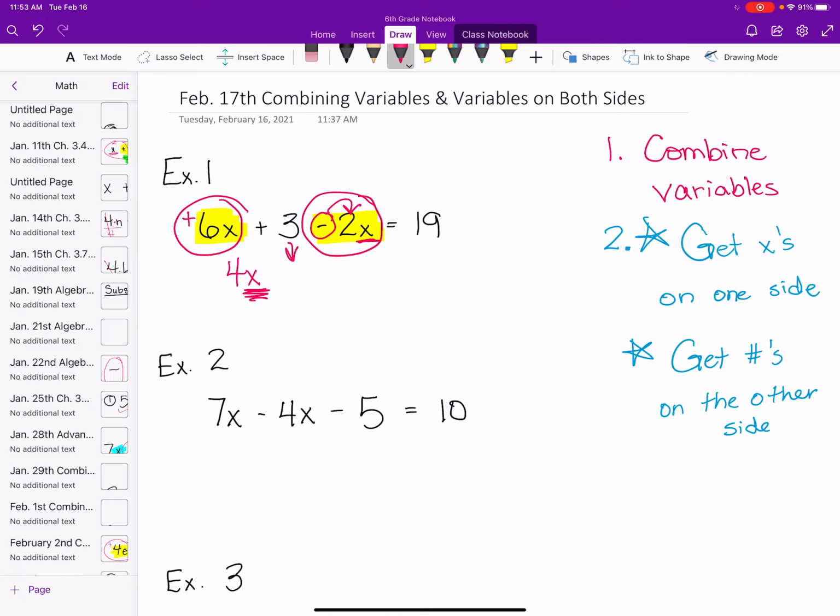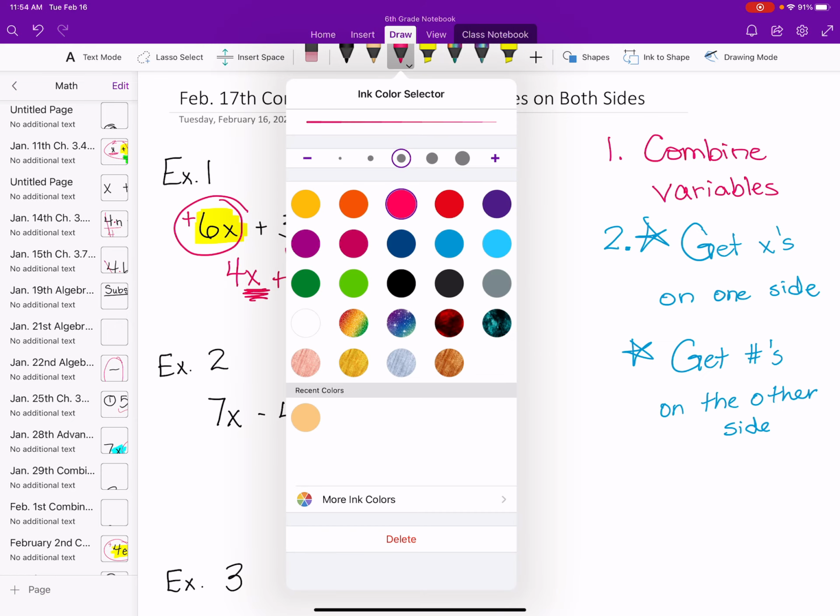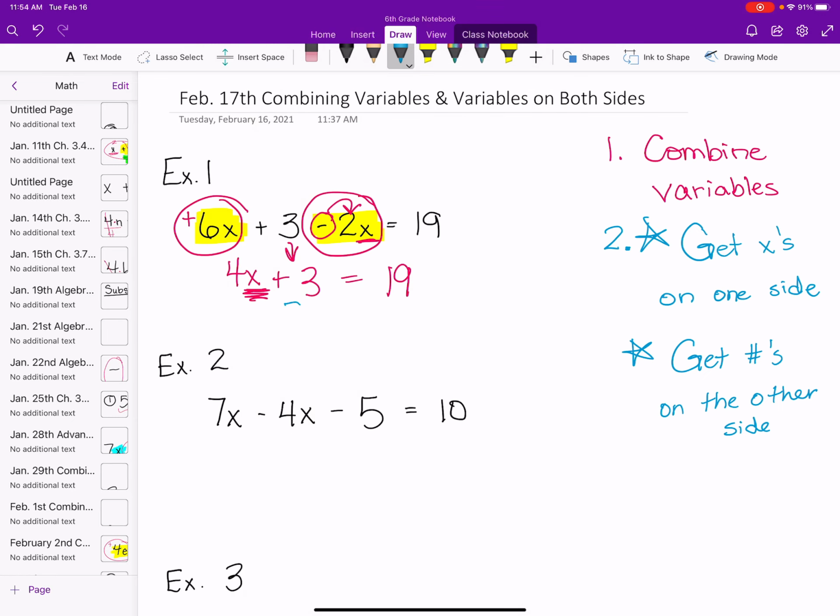We haven't done anything with it yet, so it needs to stay right next to your 4. Then I'm just going to drop everything down that we didn't use. So I still have a plus 3 equals 19. This looks now exactly like everything you've ever done. So you want to get rid of this plus 3 first. So you're going to do the opposite of plus 3, which is minus 3. 19 minus 3 is 16. Bring down my 4x because I didn't do anything with it yet. And I have 4 times something equals 16. Could divide by 4 on both sides. And then I would get x is equal to 4.